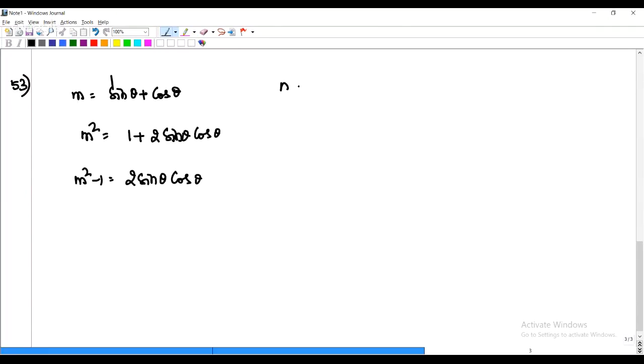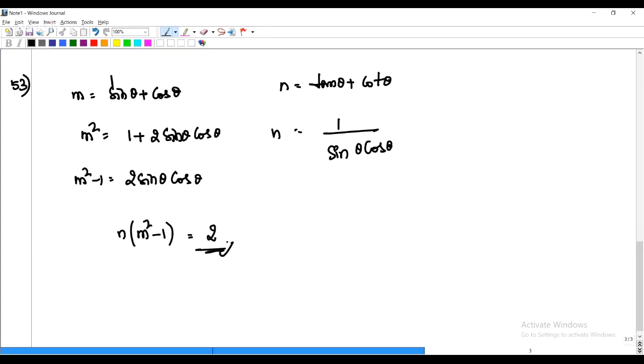Now n is equal to tan theta plus cot theta. If you write it in the form of sin and cos, it becomes 1 by sin theta cos theta. You multiply m square minus 1 into n, you will be getting 2. Next.